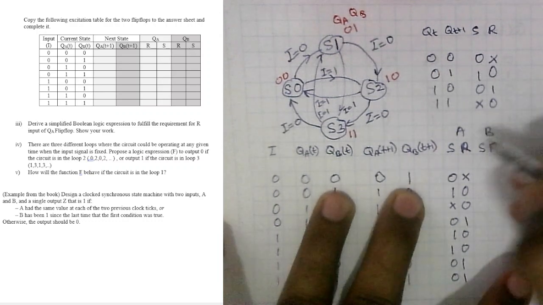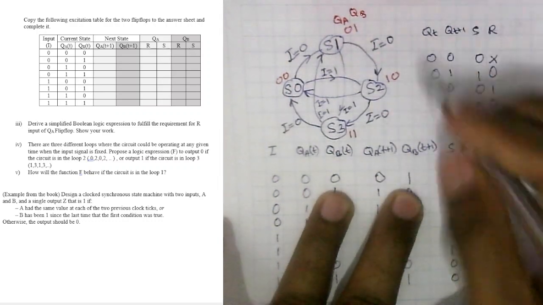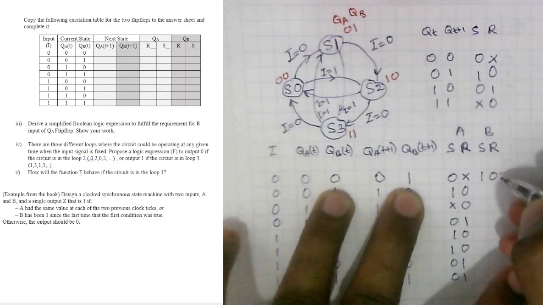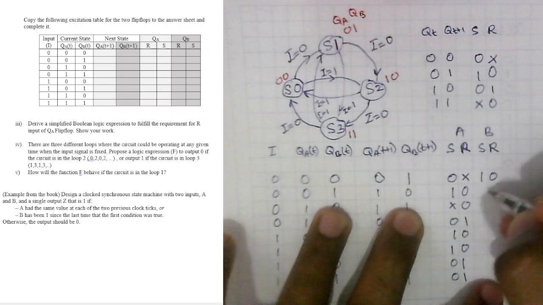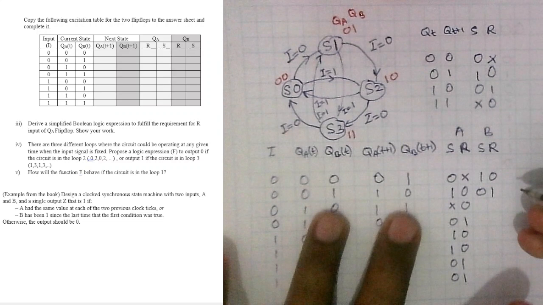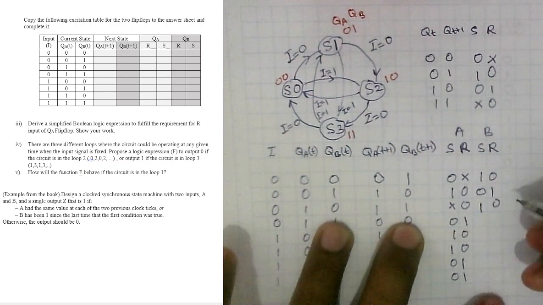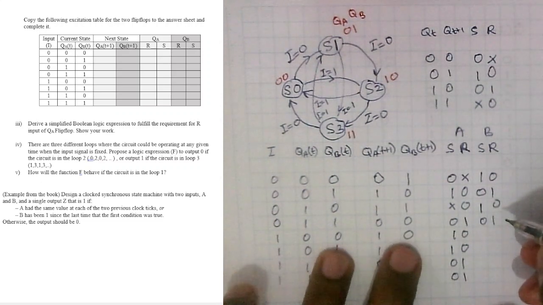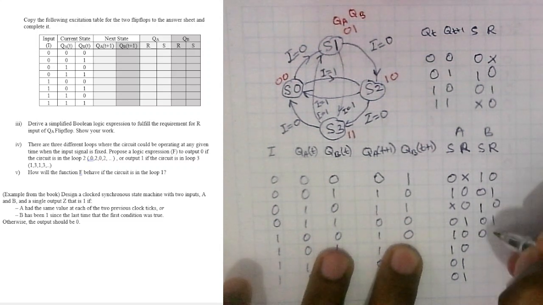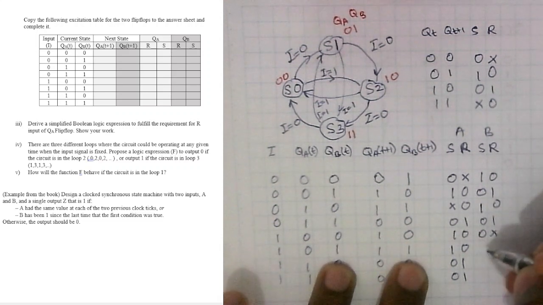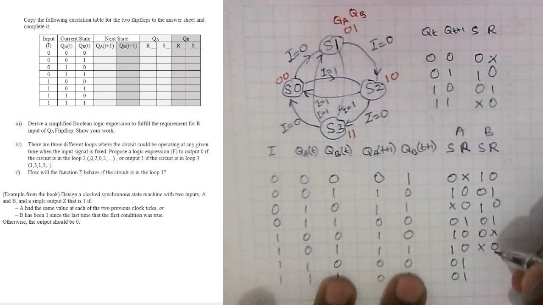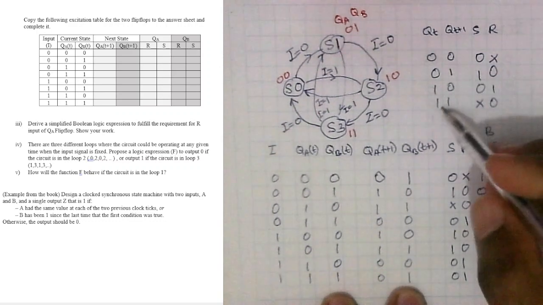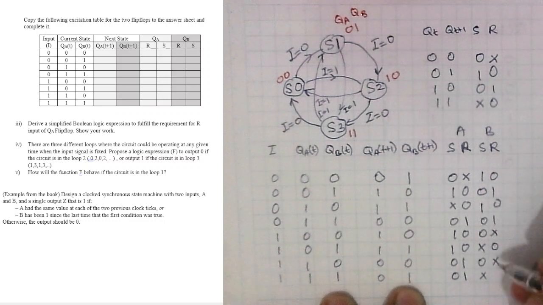Now let's consider the SR flip-flop B. Okay, 0 to 1, this is the same configuration for both, right? 0 to 1 is 1 0, 1 to 0 is 0 1, 0 to 1 is 1 0, 1 to 0 is 0 1, 0 to 0 is 0 don't care, 1 to 1 is don't care 0, 0 to 0 is 0 don't care, 1 to 1 is don't care 0.